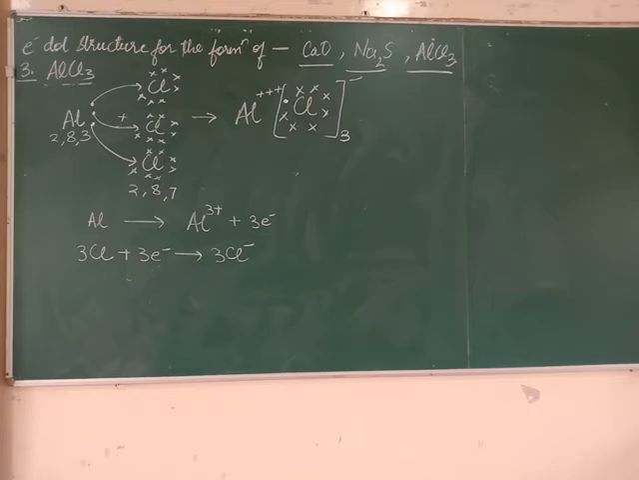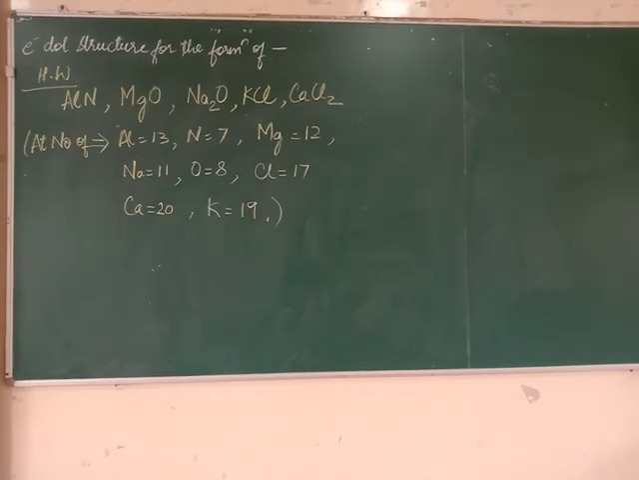And children, I am also giving you some examples for your homework. Please do practice, and we will discuss in the next lecture. So children, here is your homework. You need to make the electron dot structure for the formation of these 5 compounds, and I am also giving you the atomic number of all the elements so that you will be able to find out the valence electrons and do the formation of electron dot structure.